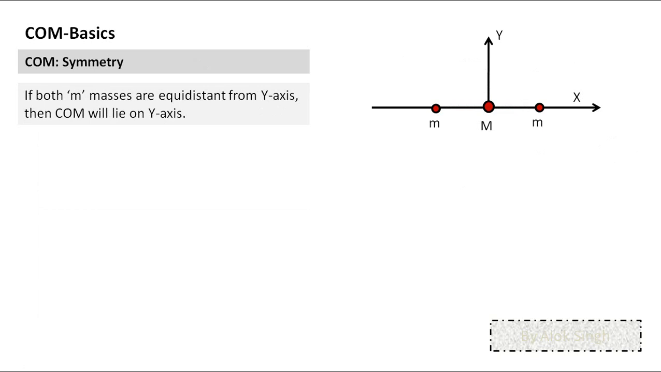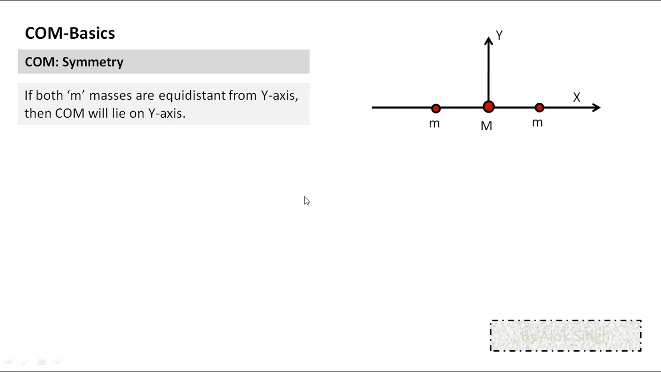Let's take some more cases of symmetry. So here masses are placed like this. There is a mass placed at the origin. We have placed two equal masses at equal and opposite distances, one at plus x distance, another at minus x distance. So both masses are equidistant from the y-axis. In that case, the center of mass will lie on the y-axis.